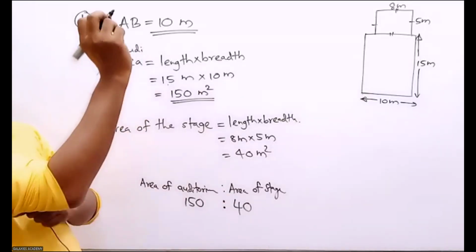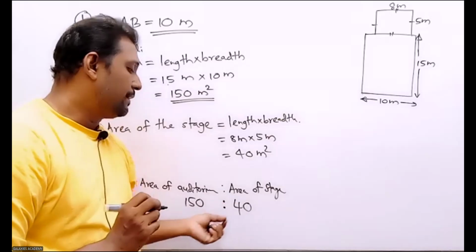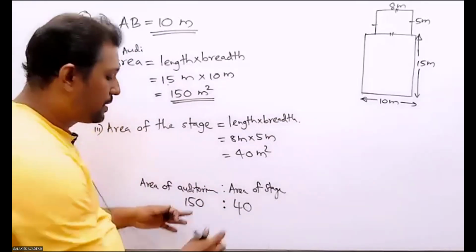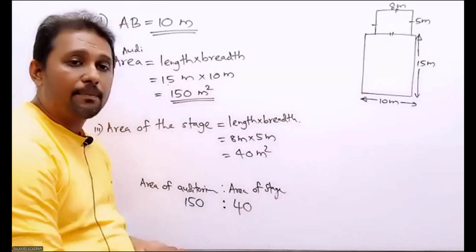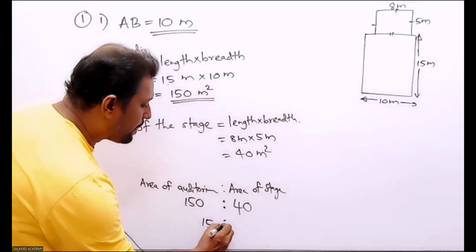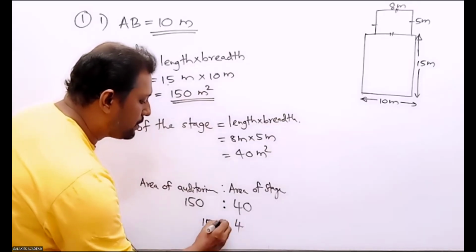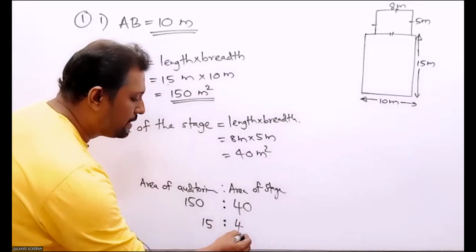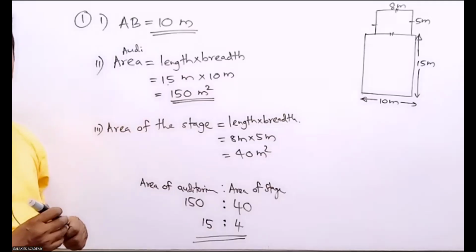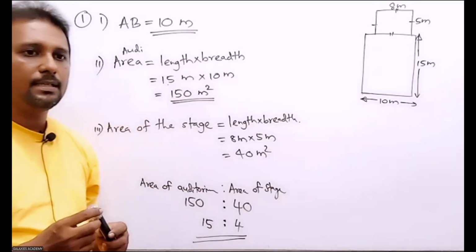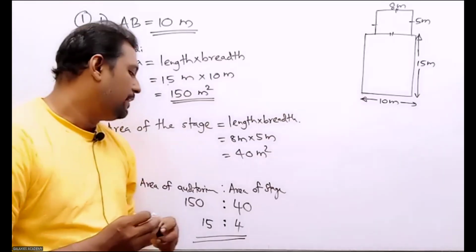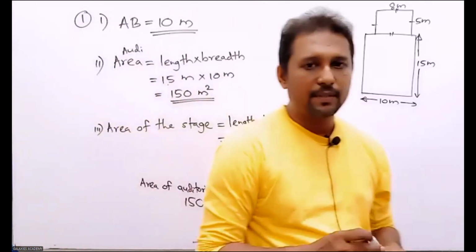When you write the ratio, remember you don't write the units. Then you have to write the simplest form. Both of these numbers you can divide by 10. 150 divide 10, 15. 40 divide 10, 4. Right? We can't divide further. So the simplest form is 15 to 4. It is the third part of the first question.